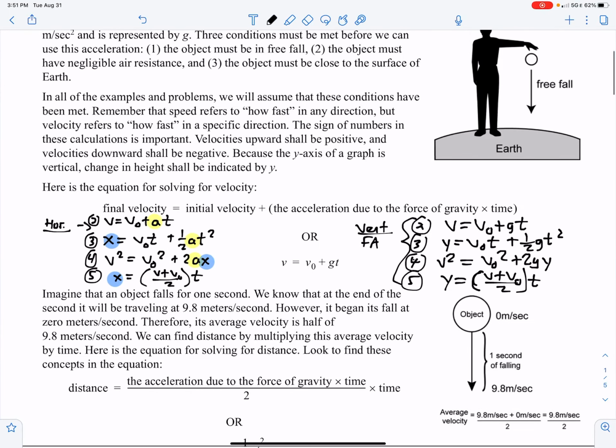The same premise holds for constant acceleration. We're going to list a series of 5 variables, and based on the variables that we have listed, we're going to choose the right equation. Let's take a look.